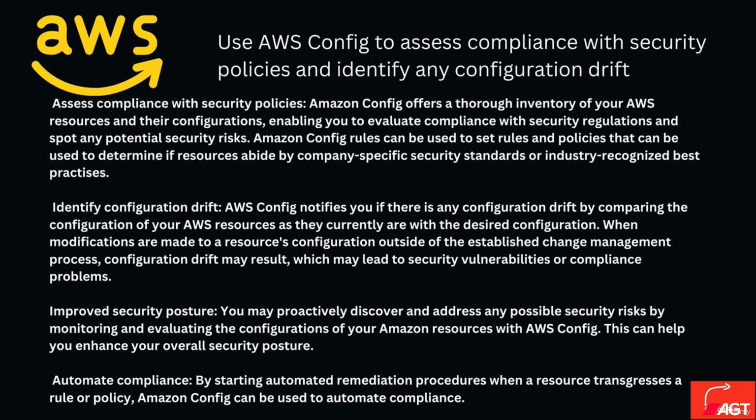Identify configuration drift. AWS Config notifies you if there is any configuration drift by comparing the configuration of your AWS resources as they currently are with the desired configuration. When modifications are made to a resource's configuration outside of the established change management process, configuration drift may result, which may lead to security vulnerabilities or compliance problems.